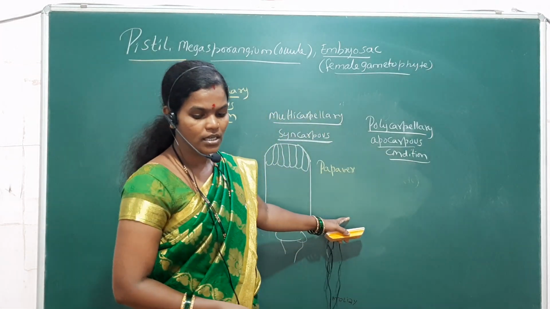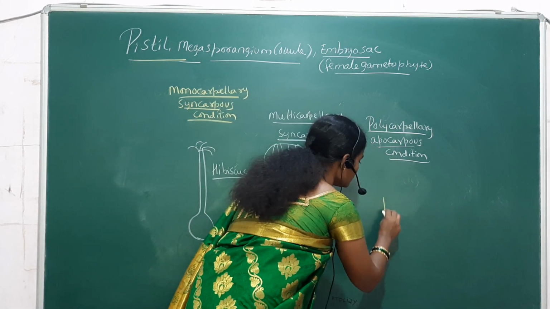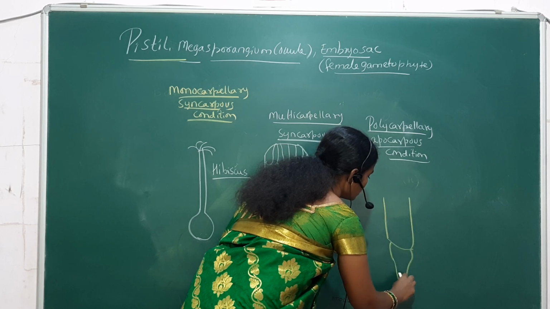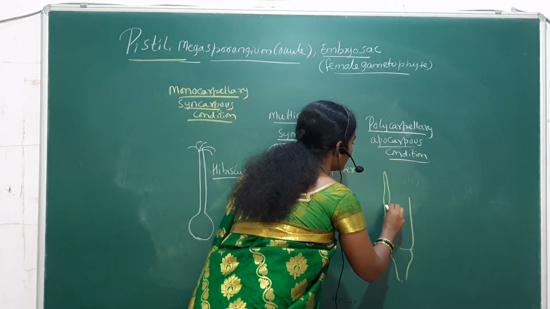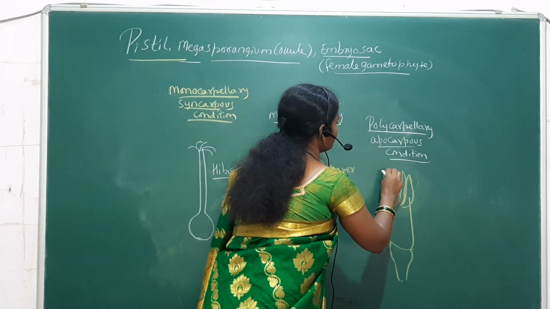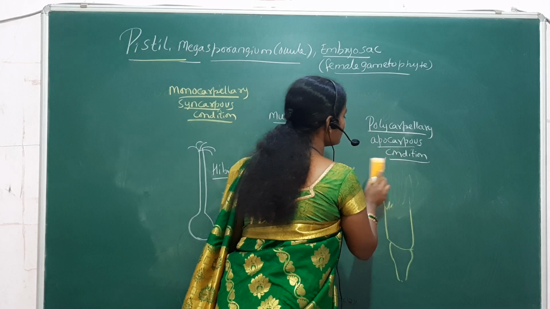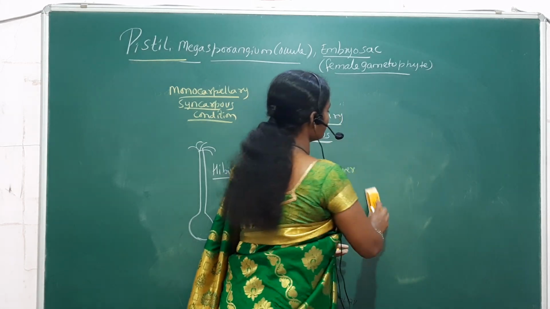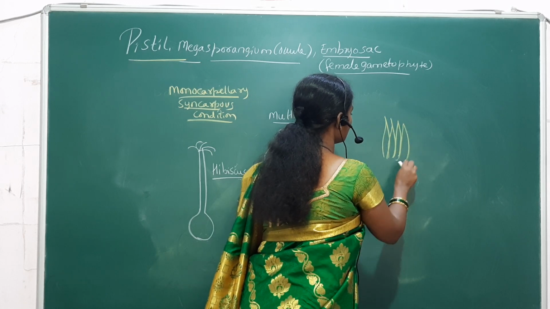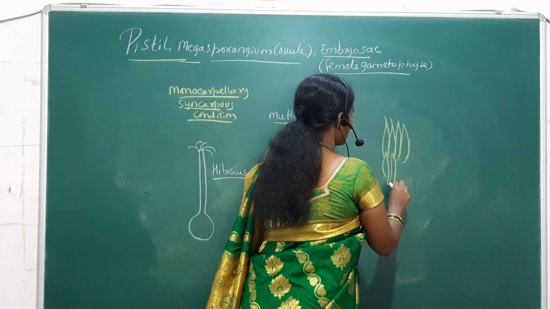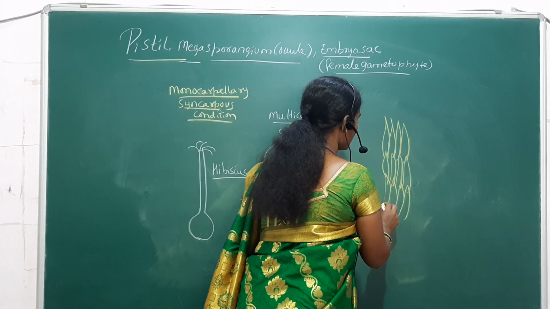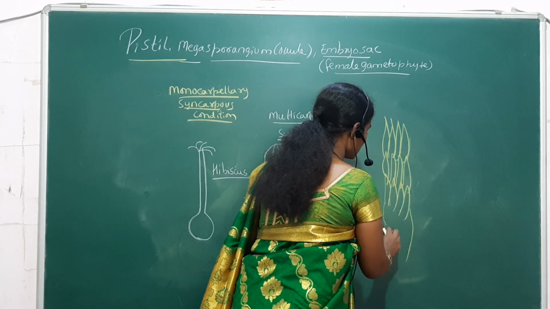So here you can see the example like this. So many carpels are free in nature here. So here we can draw this diagram like this. So this is called the polycarpellary apocarpous condition.